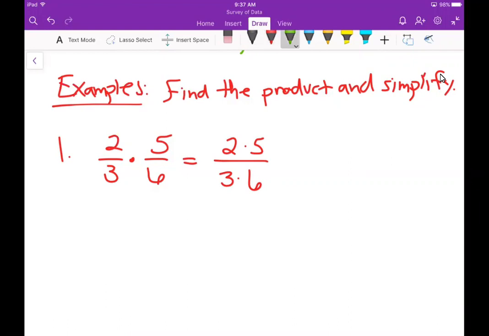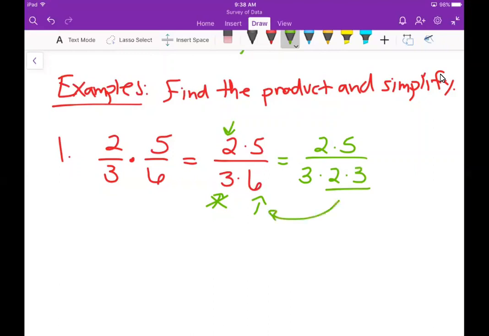So this is where I start to think about the top. I say, okay, I see a 2. Is there a factor of 2 in 3? Nope. Is there a factor of 2 in 6? And there is, right? 6 can be divided by 2. So if I think about this, I can break it down a little further. This is 2 times 5 over 3 times, and if I take the 2 out of 6, I get 2 times 3, right? Because 2 times 3 is 6. Okay, so I break that 2 out, and then once I break it out, I can cancel it.